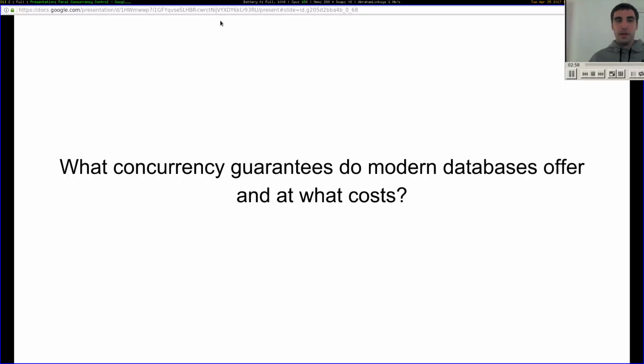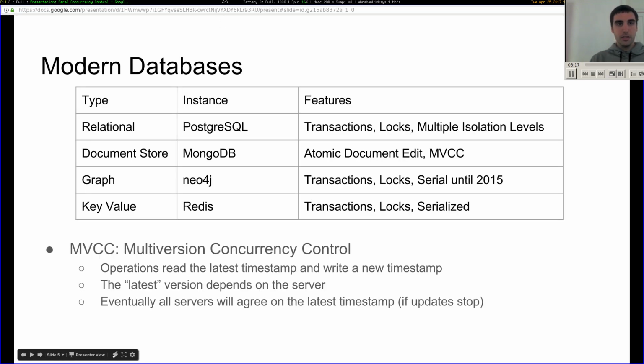So the paper that we all read before class discusses how some concurrent applications access a database. Before we get into the results of the paper, it's good to have some background about what concurrency guarantees modern databases actually offer us and what it costs us to use them. So here's just an overview of some database systems.